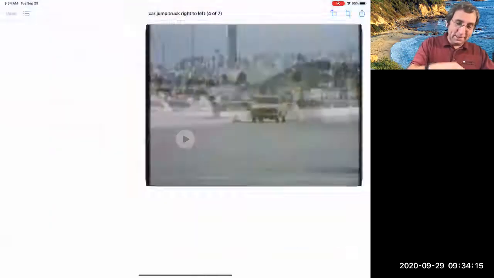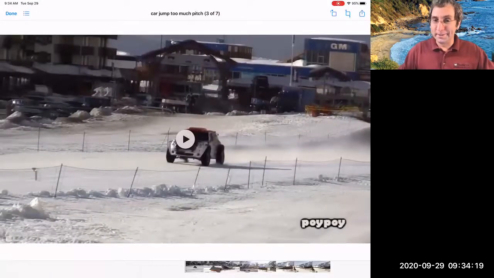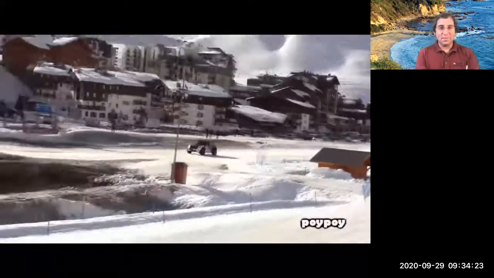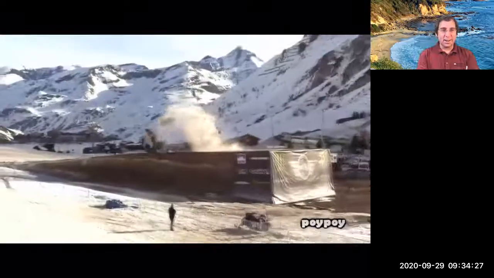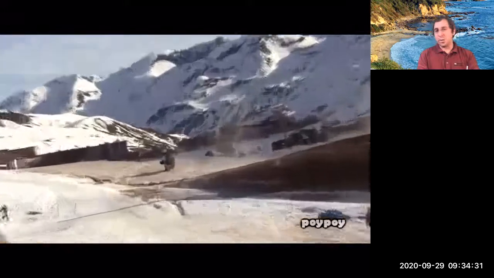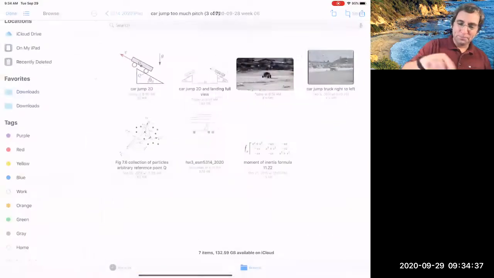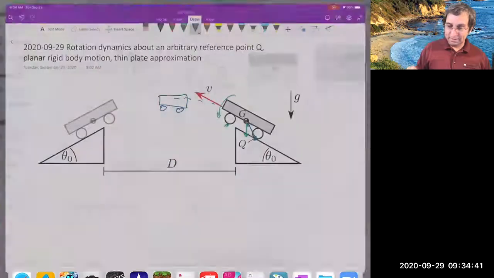Now, does it always work out like that? No. So here's another jump. Again, from right to left. Further jump. Something went wrong. Oh man, too much pitch. Okay, it was a stunt driver and he's okay, but it doesn't look pretty. So whoever he had on his team, I'd fire them.